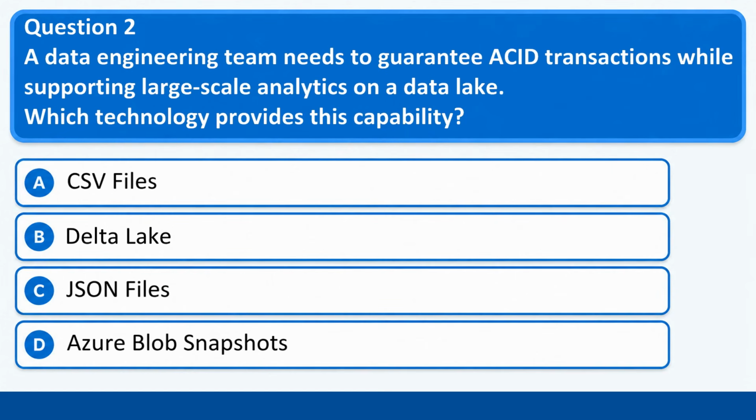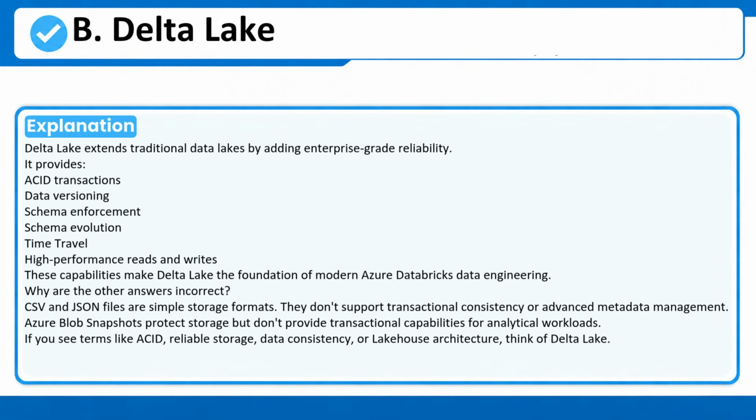Question 2. A data engineering team needs to guarantee ACID transactions while supporting large-scale analytics on a data lake. Which technology provides this capability? A. CSV files. B. Delta Lake. C. JSON files. D. Azure Blob snapshots. Correct answer B.